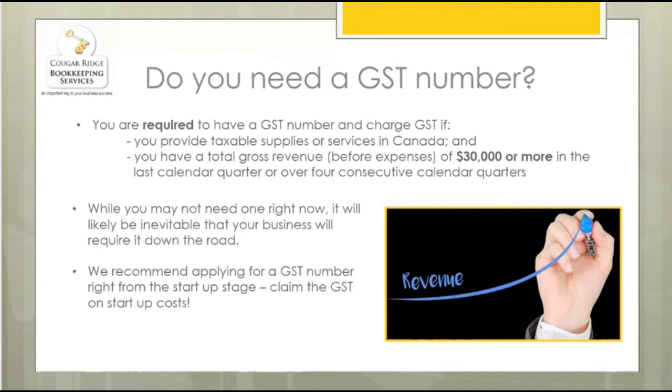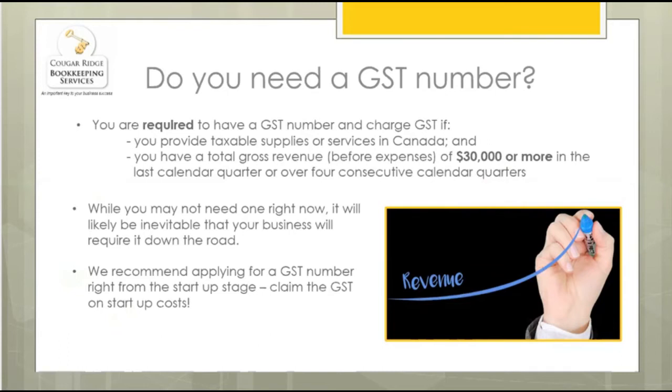If you made $30,000 or more in sales in the last 3 months, then you will definitely need a GST number. But even if you made $30,000 in 4 consecutive quarters, so that's not necessarily in 1 year. Your last 4 quarters might be the first 2 quarters of this year and the last 2 quarters of the previous year. If you made $30,000 in those 4 quarters, you will need a GST number.